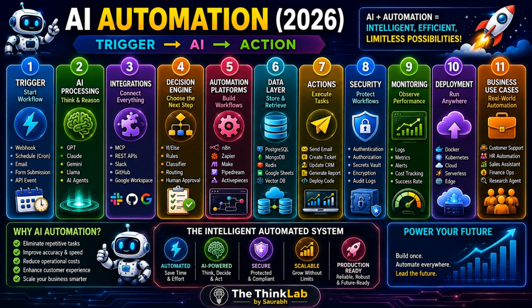The eighth one is security. We have to protect everything. Security is very important. We can use authentication, authorization, encryption, and audit logs. This ensures the data is safe and the system is protected.